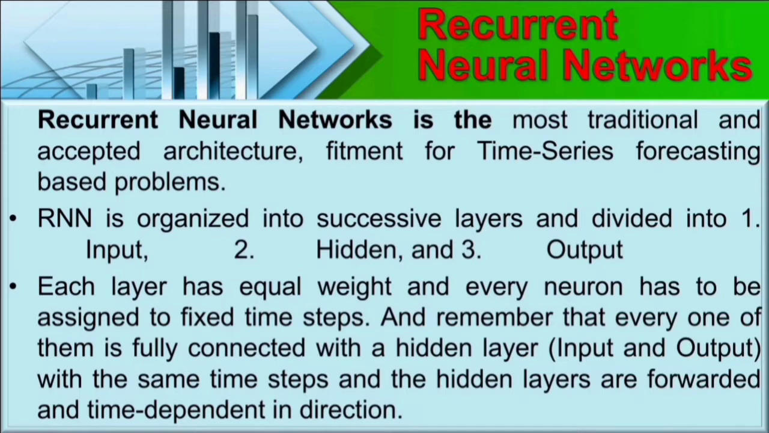Recurrent neural networks. Recurrent neural networks are the most traditional and accepted architecture fit for time series forecasting based problems. An RNN is organized into successive layers and divided into number 1 input, number 2 hidden, and number 3 output. Each layer has equal weight and every neuron has to be assigned to fixed time steps. And remember that every one of them is fully connected with a hidden layer or input and output, with the same time steps, and the hidden layers are forwarded and time dependent in direction.